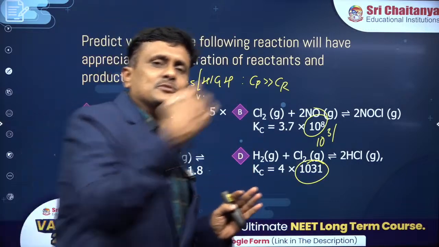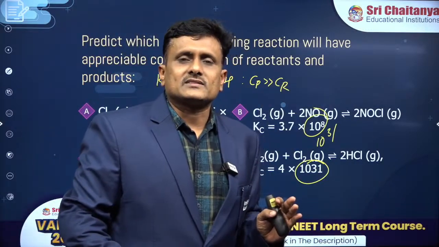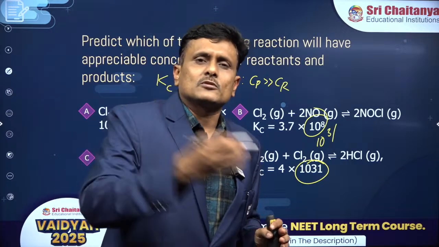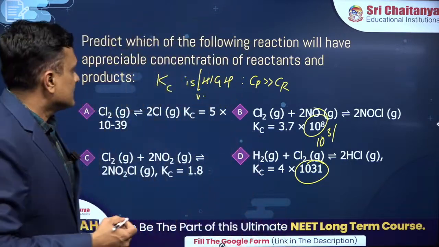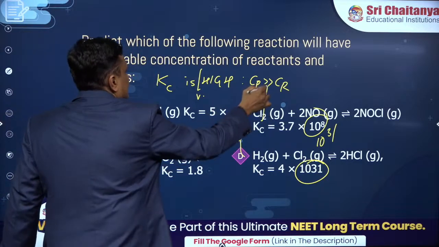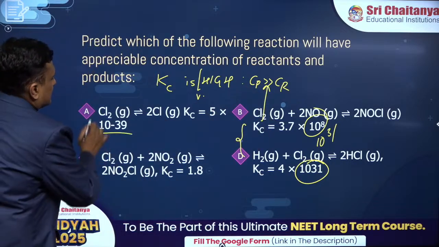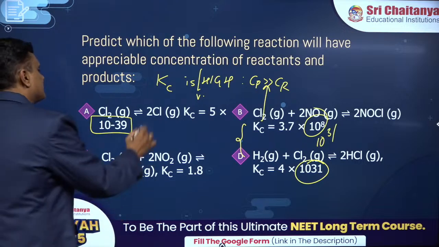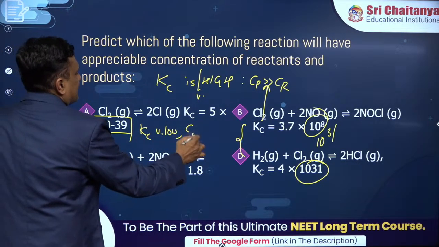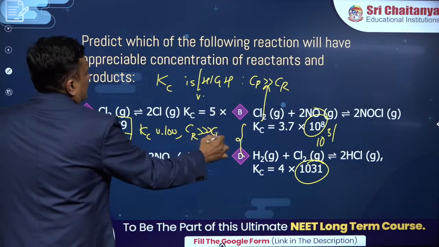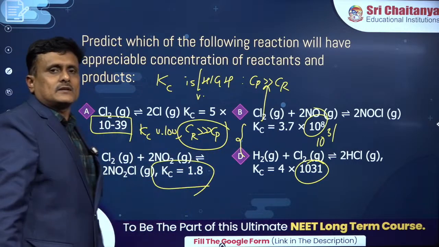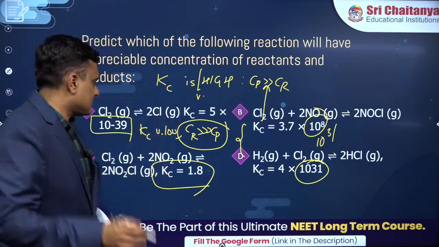That means the reaction has proceeded almost in the forward direction. So if the reaction has proceeded almost in the forward direction, there is more amount of product formed. So these two are proceeding maximum in the forward direction because Kc is high. And you can see this is 10 to the power minus 39. So Kc is very low. When Kc is very low, then you will say that the concentration of reactant is very much greater than the concentration of product. However, when it is close to 1, that means the concentrations of product and reactants are almost equal.